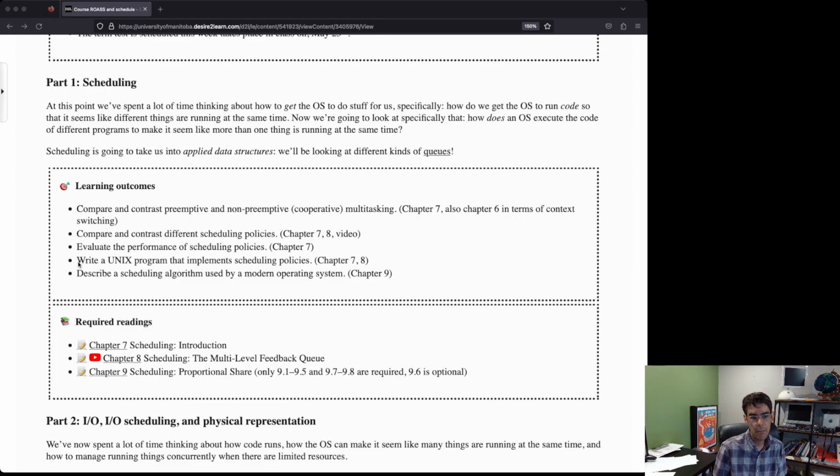Describe a scheduling algorithm used by a modern operating system. This is coming directly from Chapter 9, and this is talking about the Linux Completely Fair Scheduler.